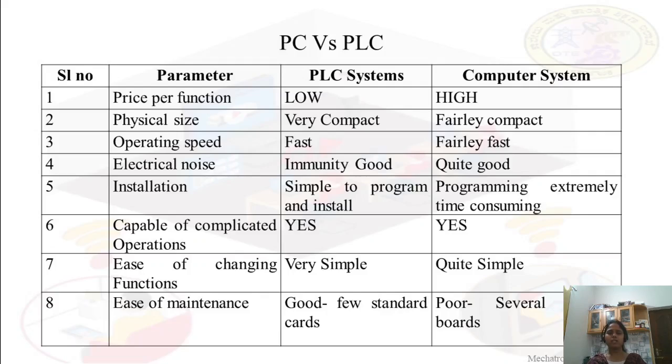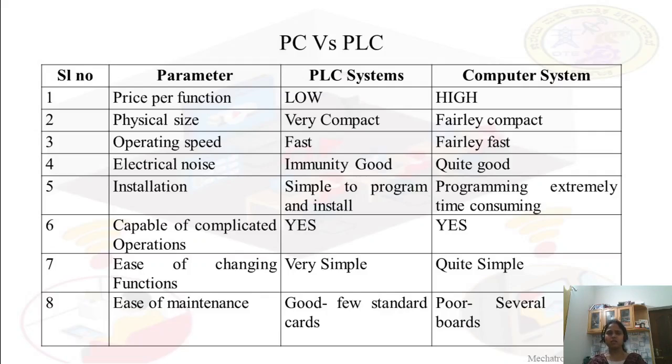Capable of complicated operations. In PLC systems and in computer systems, it's capable of doing complicated operations. Ease of changing functions. Ease of changing the functions is very simple in both. Maintenance. Ease of maintenance is good in PLC system and in computer system it is very poor. Understood?